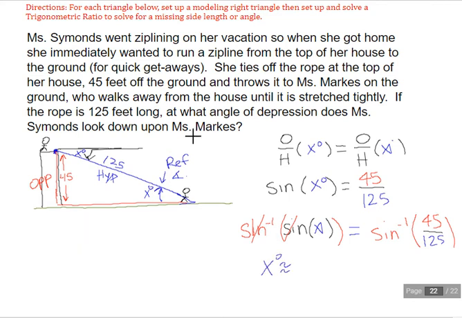Okay, and so we just need to find the inverse sine of our ratio. So let's decimalize 45 divided by 125 first. And then find the inverse sine value, which means the angle of depression and the angle of elevation is going to be 21. It's not exactly 21. I jumped the gun there. Rounding to the nearest whole number is 21. But with decimals, it's going to be 21.100 degrees. Okay, and so the angle at which Ms. Marcus looks up and Ms. Simmons looks down is 21.1 degrees.